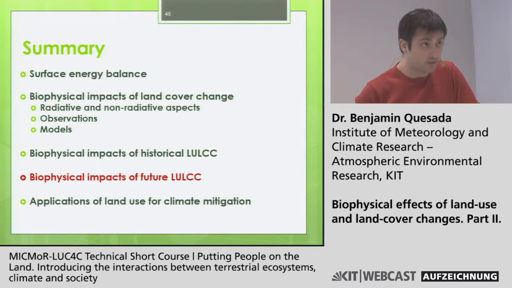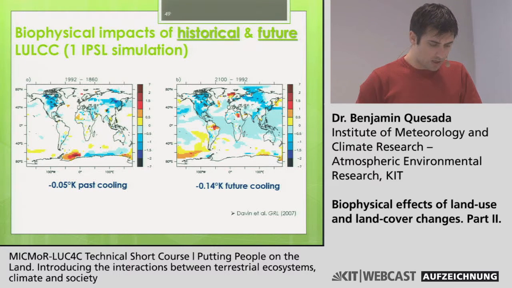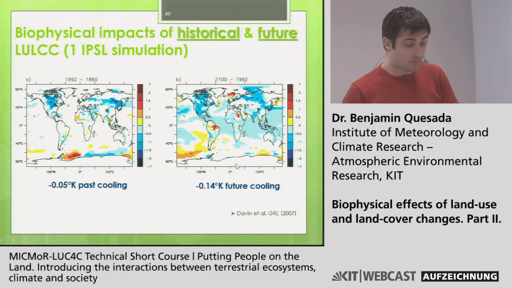Let's see now what are the biophysical impacts of future land use and land cover changes. Davin et al. in Journal 2007 made IPSL simulations to see the impact of historical land use and land cover change on temperature, on the left part, and on the future. What we see is that we still have this past cooling effect of land use, and it seems to be a little increased, especially over North America and Russia, with this strong warming due to the scenario of tropical Amazon deforestation. So still a cooling. But that's one model.